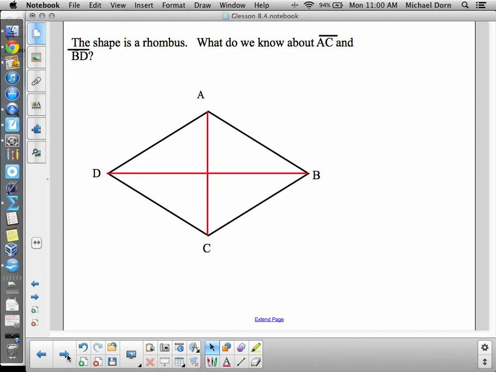So, let's kind of quiz ourselves on this a little bit. This shape is a rhombus. What can you tell me about segments AC and BD? The fact that that's a rhombus. There are two facts, well, actually three facts we should know about AC and BD. Tell me one of them.